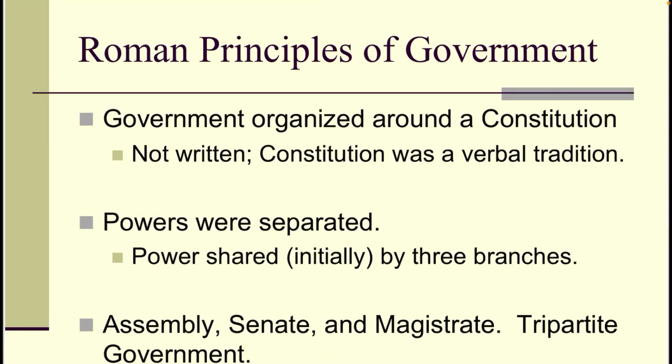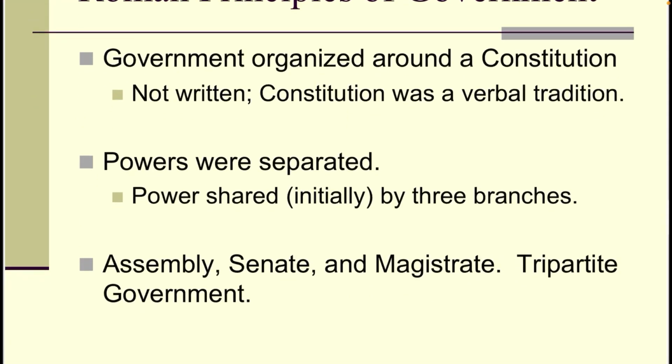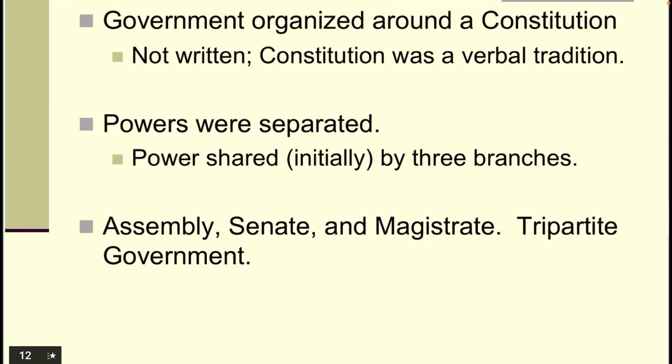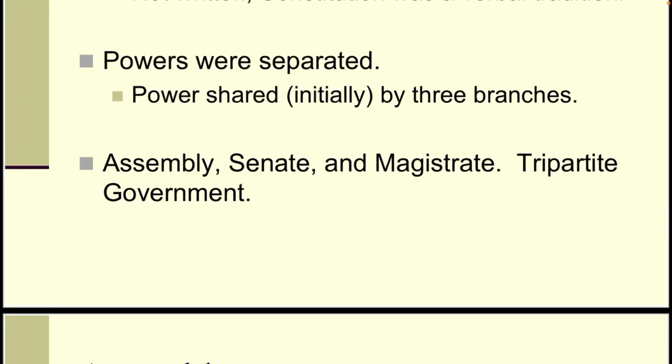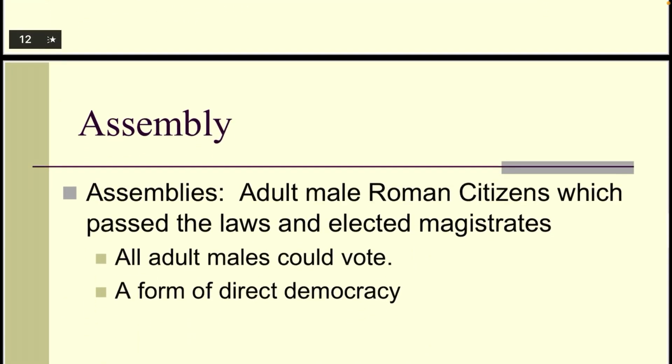Now, the Roman government was organized around a constitution. However, unlike our constitution here in America, this was a verbal constitution. So imagine if every single senator in the U.S. Congress had to memorize the entire U.S. Constitution word for word. It might be a little bit of a headache, and that's probably what it was for the Romans, too. Now, power was separated by three branches. Sound familiar? The three branches of the Roman government were the assembly, the senate, and the magistrate. This made up the tripartite government.